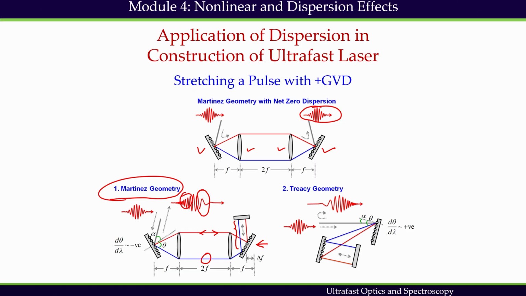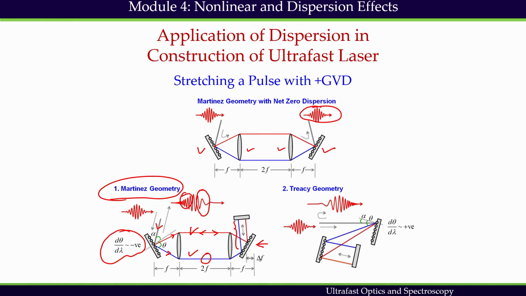And why do we know that this d theta d lambda is going to be negative? Because the input beam and diffracted beam are on the opposite side of the surface normal, and that's why it's going to be negative, and that's the reason why this red path should be here and blue path should be here. So this is the way one can stretch a pulse.